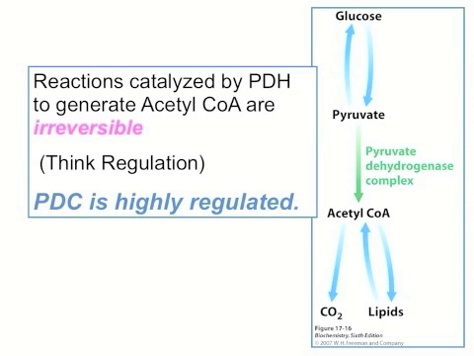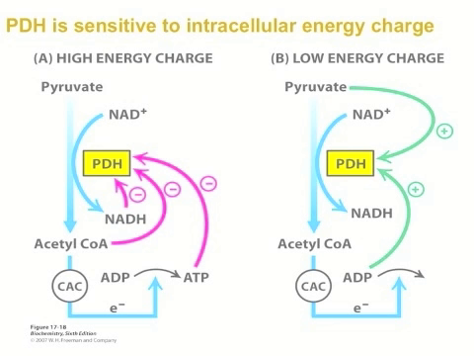The reactions that are catalyzed by pyruvate dehydrogenase to generate acetyl-CoA are irreversible. So when you see irreversible, please think regulation. And in fact, pyruvate dehydrogenase complex is highly regulated. The main site of regulation is the pyruvate dehydrogenase enzyme, E1. It is sensitive to intracellular energy charge and is downregulated when there are high concentrations of NADH, ATP, and acetyl-CoA. All 3 of these are indicative of high energy charge in the cell.